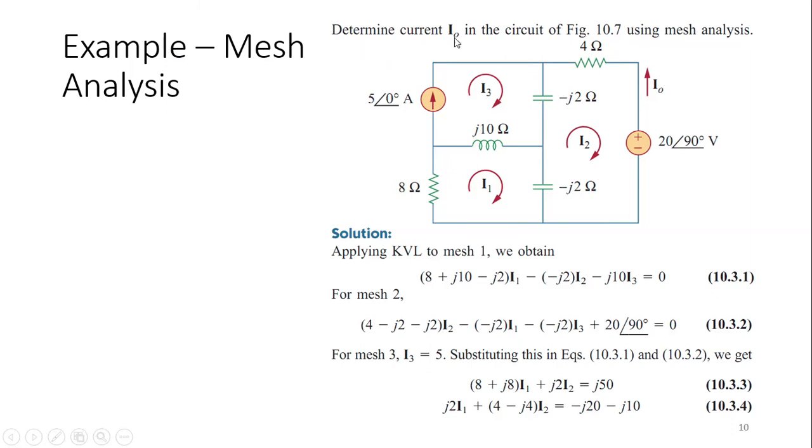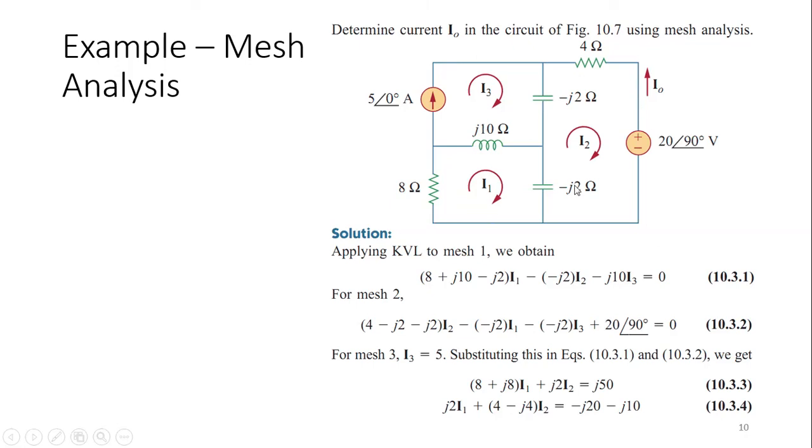Determine the current I naught in figure 10.7. So this is I naught, and we need to find this one. We have three loops here, three meshes: I1, I2, and I3, and we need to find I naught.